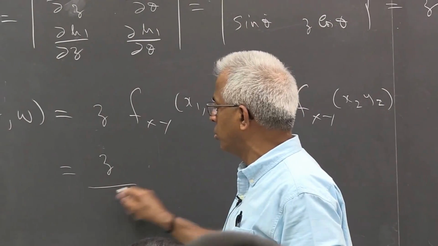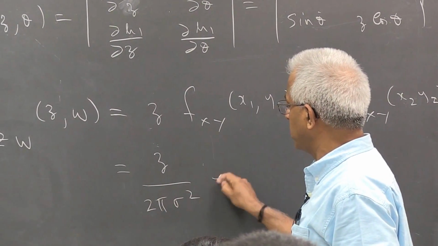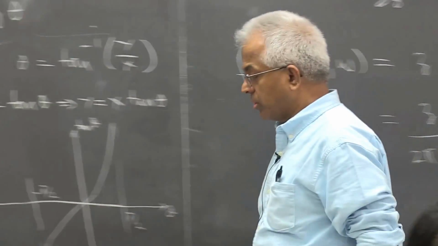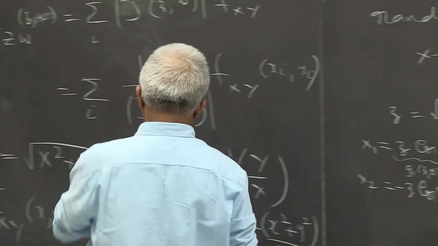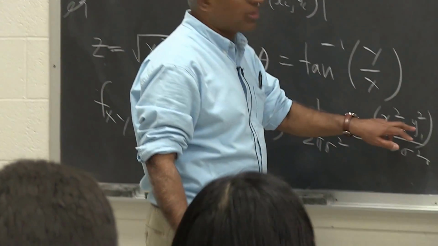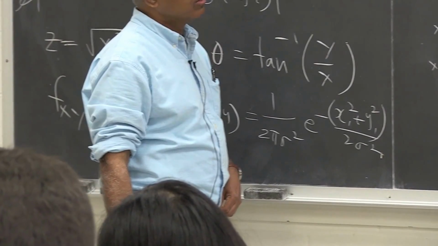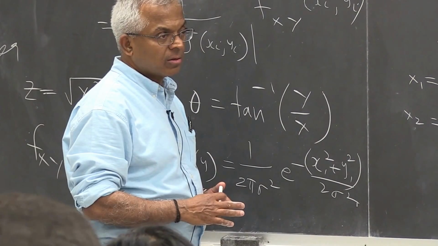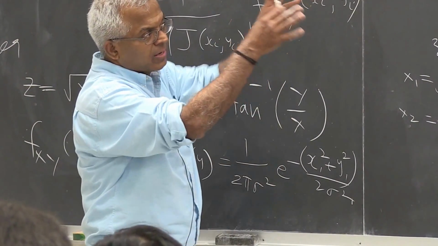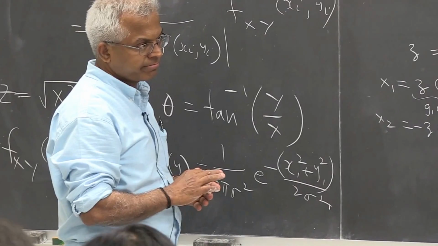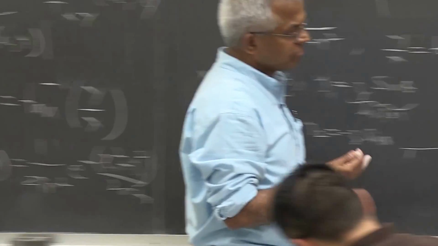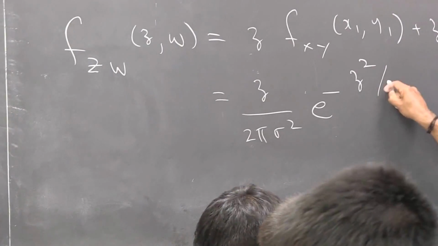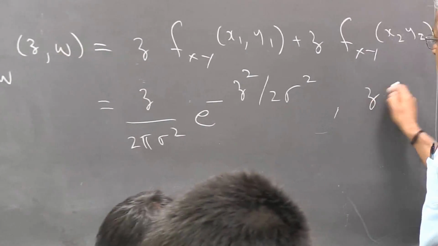And you can see when you substitute, what do you get? So this 1 over 2 pi sigma squared e raised to minus, so here you put x1, y1. x1 squared plus y1 squared is how much? z squared, right? x2 squared plus y2 squared? Also z squared. So the second term is exactly the same as the first term, right? Yes. So you see this is going to be z squared over 2 sigma squared, right? And z is?